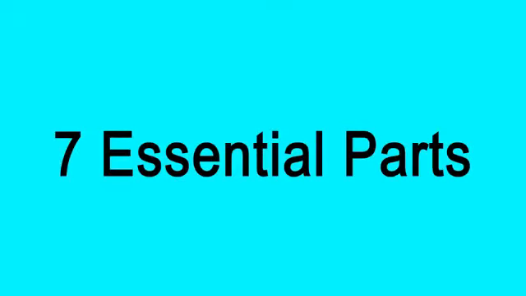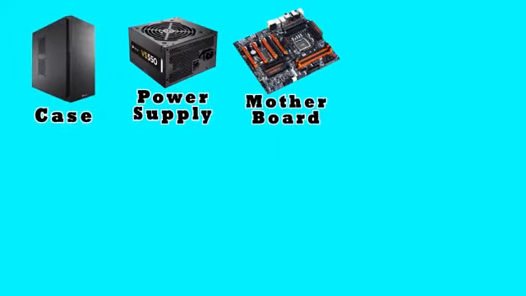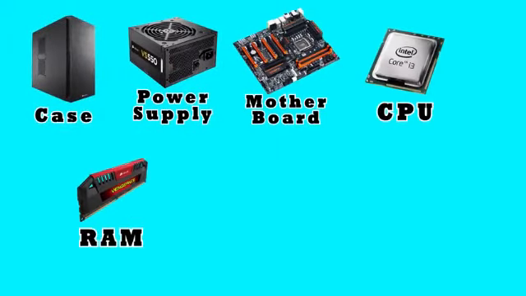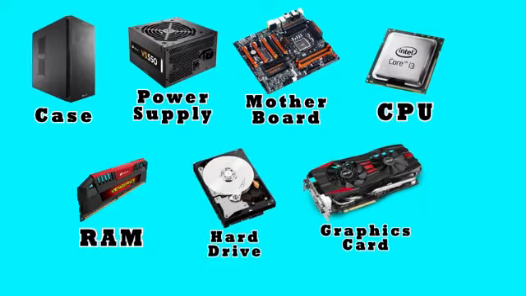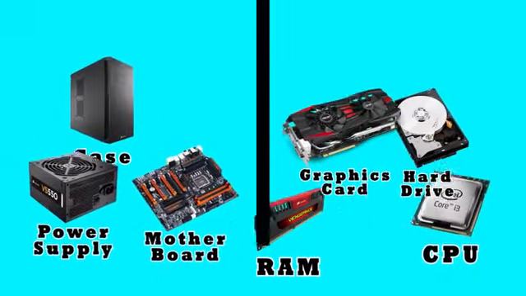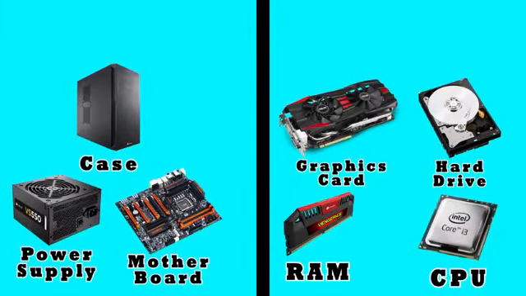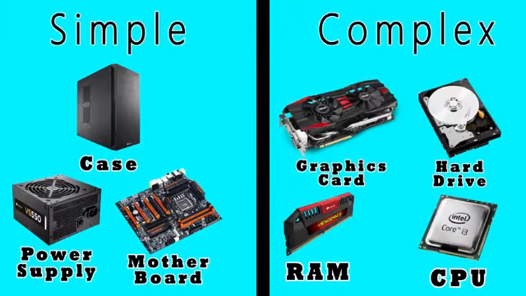A typical desktop computer comes down to these 7 essential parts: case, power supply, motherboard, CPU, RAM, hard drive, and graphics cards. These are the fundamental parts of any desktop computer. It may seem daunting at first, so let's separate these into 2 categories: simple ones and the more complex ones.